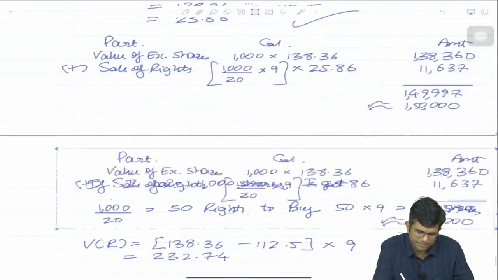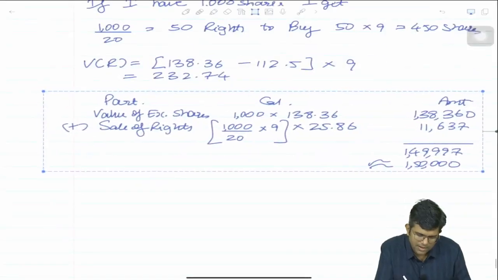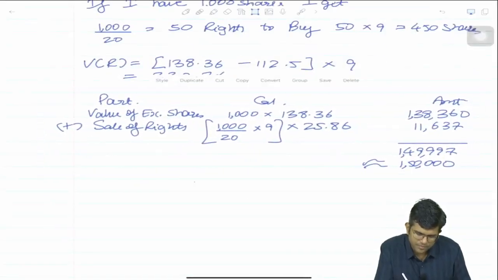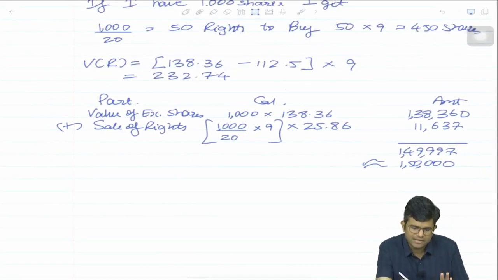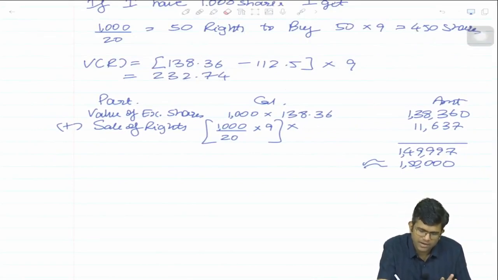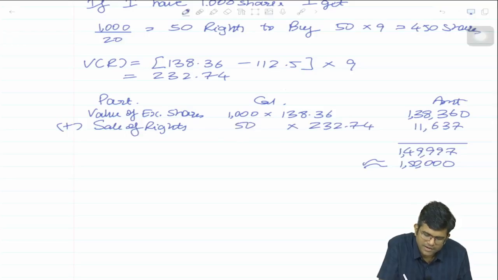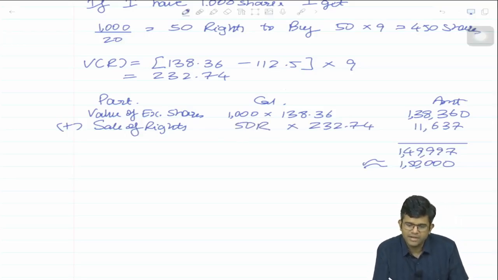Now, when I'm selling my rights, I am saying each right I am selling not for 25.86. Each right I am selling for 232.74. But I am not claiming that I have got 450 rights. I am claiming I have got only 50 rights. I hope you are able to understand. Nothing else changes. Everything remains same only. Everyone clear? Answer remains same. Just little internal calculation difference.